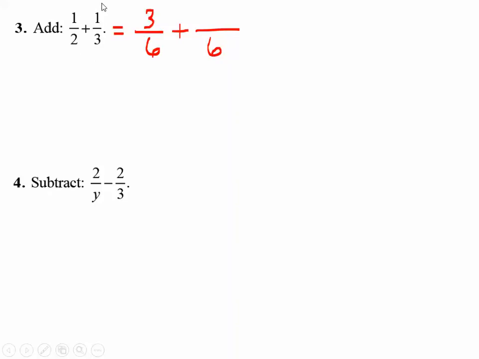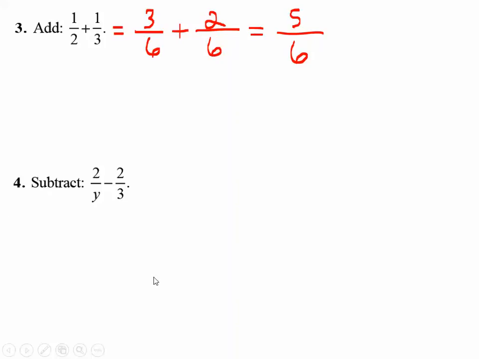Then we go over here to this one. Yep, 3 is here on the bottom. What do I multiply 3 by to give you a 6? That'd be a 2. So whatever I multiply on the bottom, I've got to multiply on top. So 2 times 1 is 2, and we get ourselves a 5/6. Good there? Let's add in the variable now.